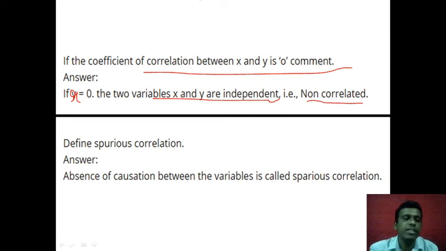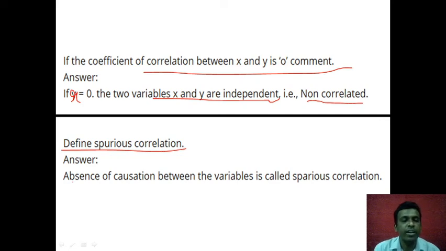The next question is, define spurious correlation. I have included this because I missed it in the theory class. Spurious correlation means absence of causation. Many times two variables might be related to each other statistically. If one is increasing, the other is also increasing, but the causation is absent, because the reason why they are increasing is absent. Such kind of correlation is known as spurious correlation.